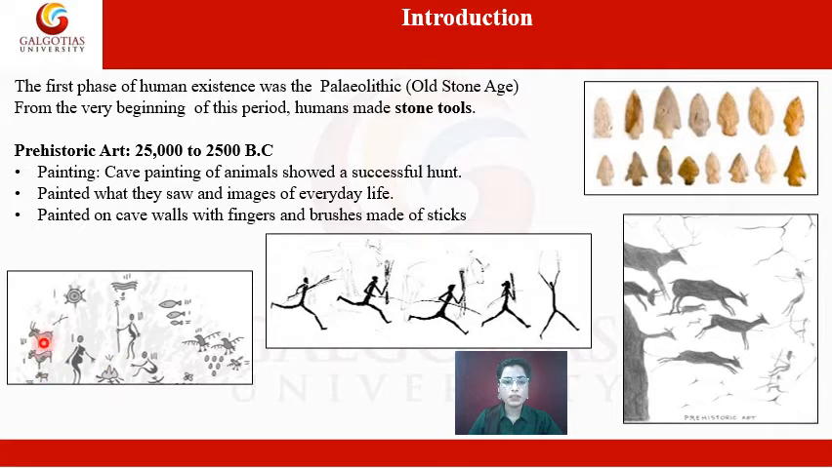Here are given some animal and bird images painted on cave walls with fingers, and they used brushes made of sticks for the painting purpose. And sometimes they used crushed rock, berries, and charcoal as outlines for the animals. So we can say these are the first examples of human art.